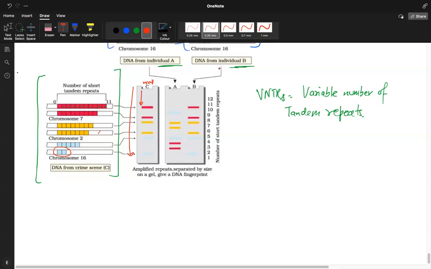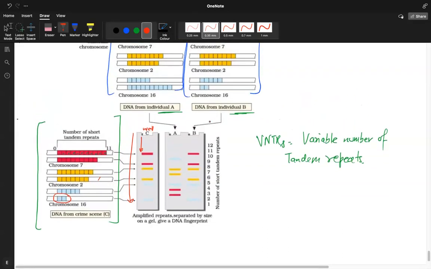Now, when you run individual B's DNA, the 2 suspects' DNA, you will again get a pattern. Here you are getting individual B's pattern exactly the same as the DNA which was found from the crime scene. So what does it tell you? Of course, it tells you that B is the criminal, but what does it tell you biologically?